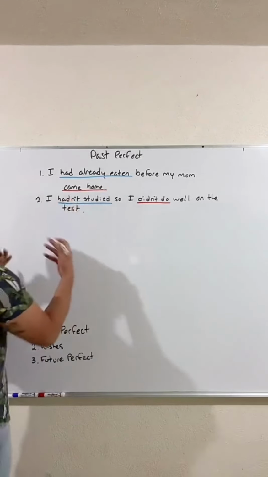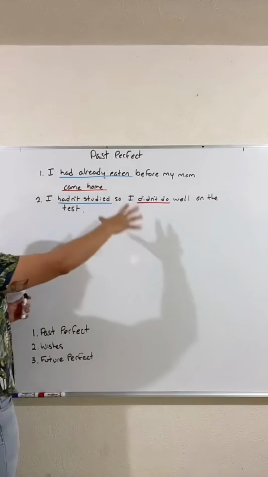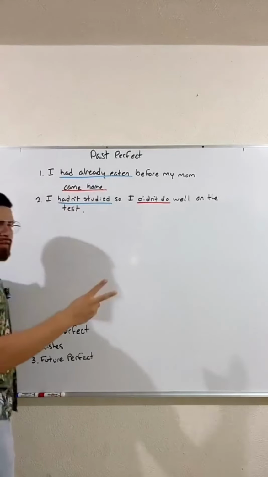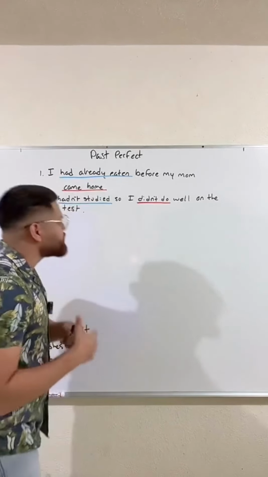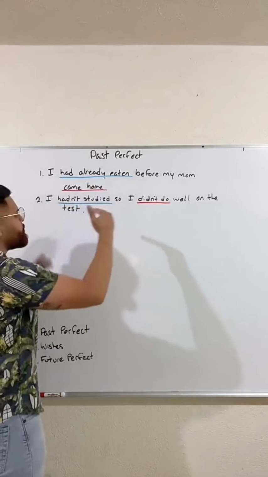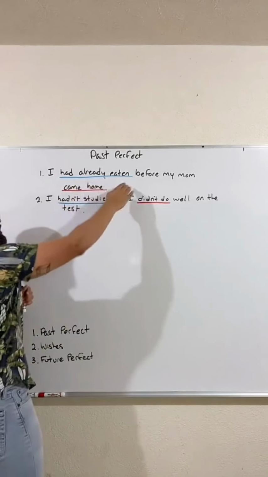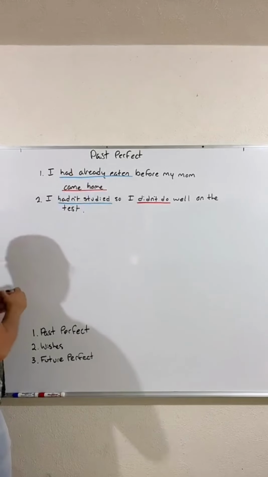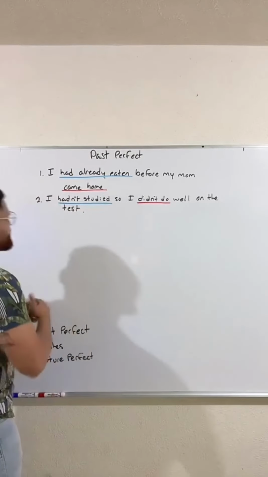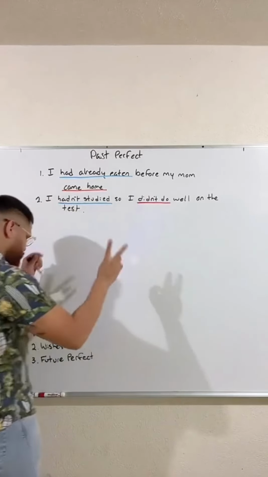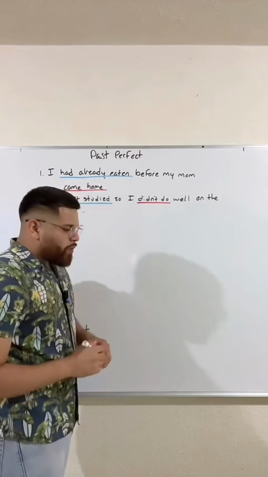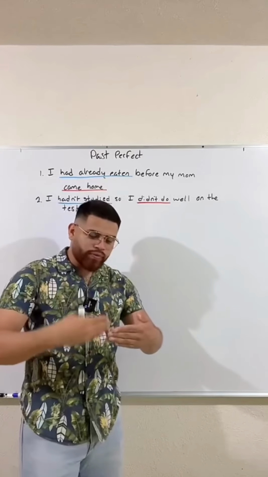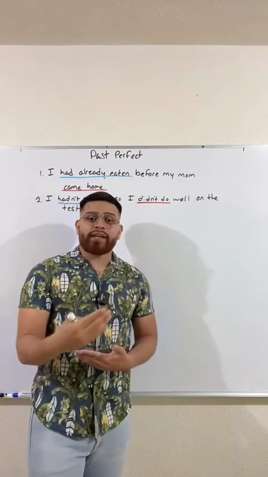So first, let's be clear. In each sentence, there are two events, two actions. In the first one, I had already eaten before my mom came. There are two actions, had already eaten and my mom came home. In the second sentence, again, two events. Hadn't studied, didn't do. Two events. Now, we use the past perfect to put our events or actions in order.